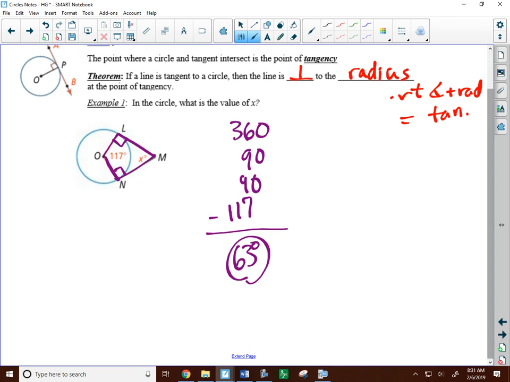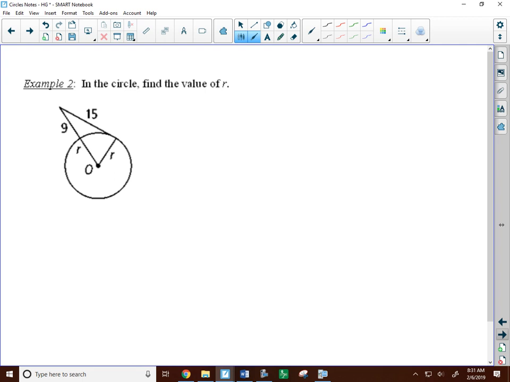Any thoughts on that one? I guess let's solve for a side. In the circle, find the value of r this time. R representing the radius. And again, I would have said something like, hey, this is a tangent line. Or sometimes the question will say, assume lines that appear tangent are tangent. So there's a tangent, here's a radius from the center, and so it's a right angle.